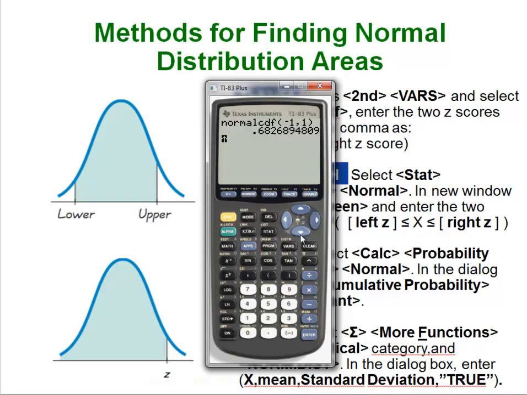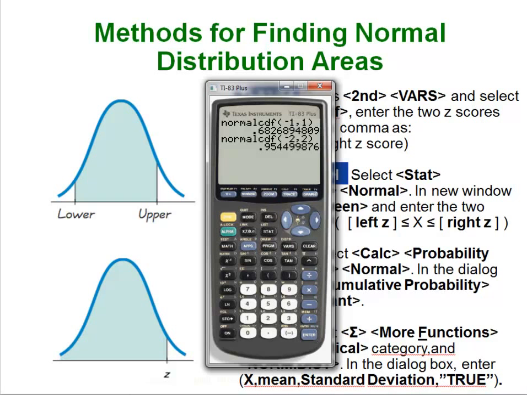So if we did this again for minus 2 to 2, what should the answer be? 95. Seeing it's not exactly 95, and I told you before those are approximations, those 68, 95, 99.7s.